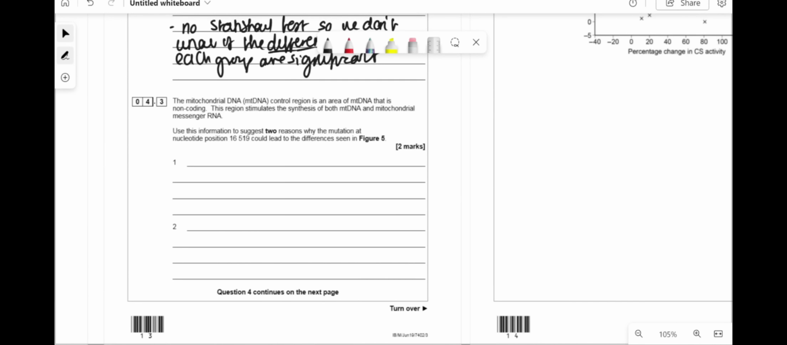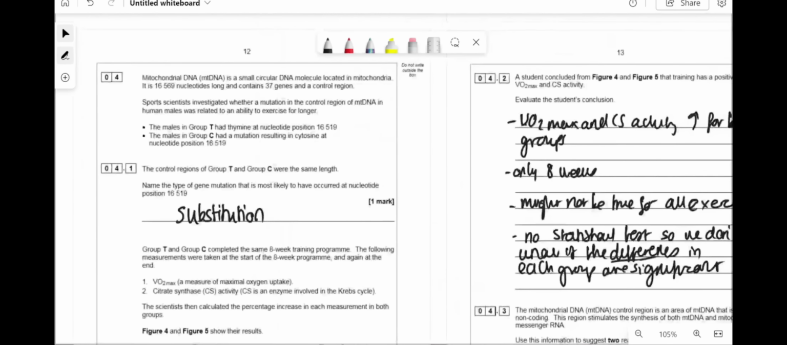The mitochondrial DNA region is an area of mtDNA that's non-coding. This region stimulates the synthesis of both mtDNA and mitochondrial messenger RNA. Use this information to suggest 2 reasons why a mutation at nucleotide position 16,519 could lead to the differences seen in Figure 5. So, just as a quick reminder, Group C had a mutation where it has cytosine instead of thymine. And it says here that this region is non-coding, but it stimulates the synthesis of mtDNA and mitochondrial messenger RNA.